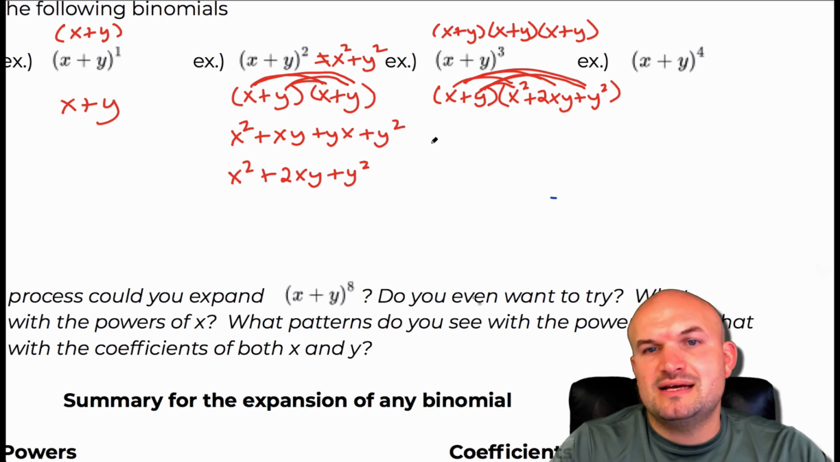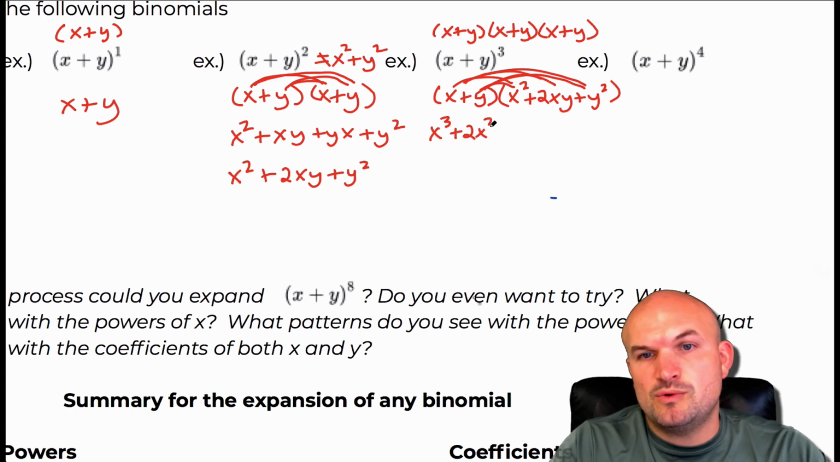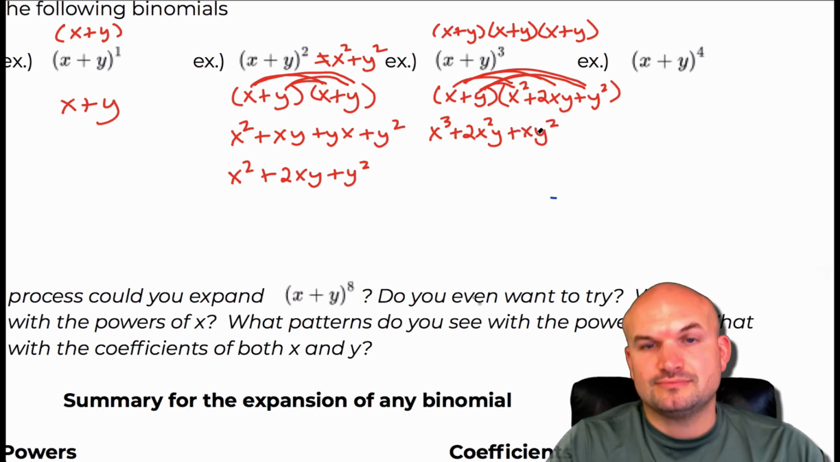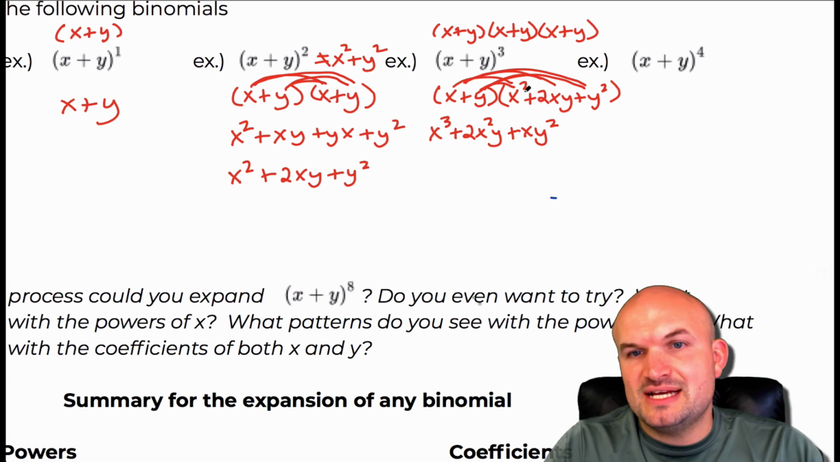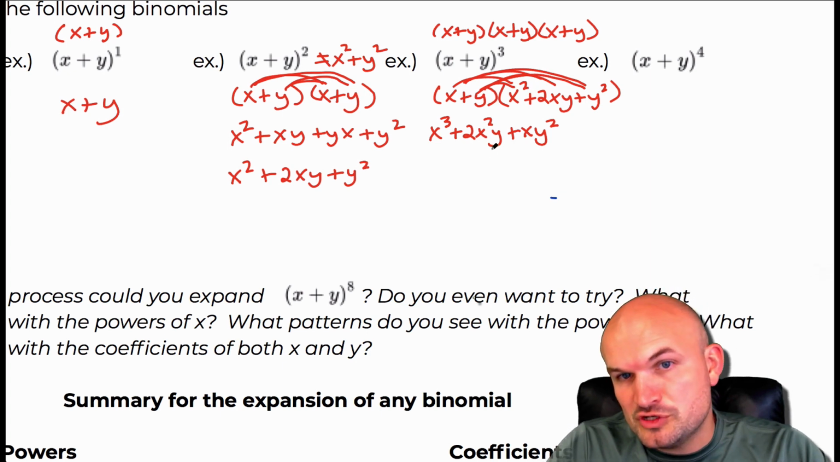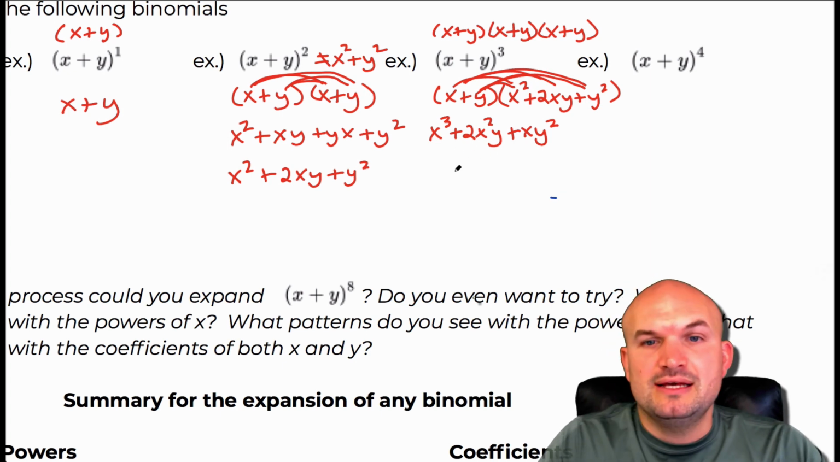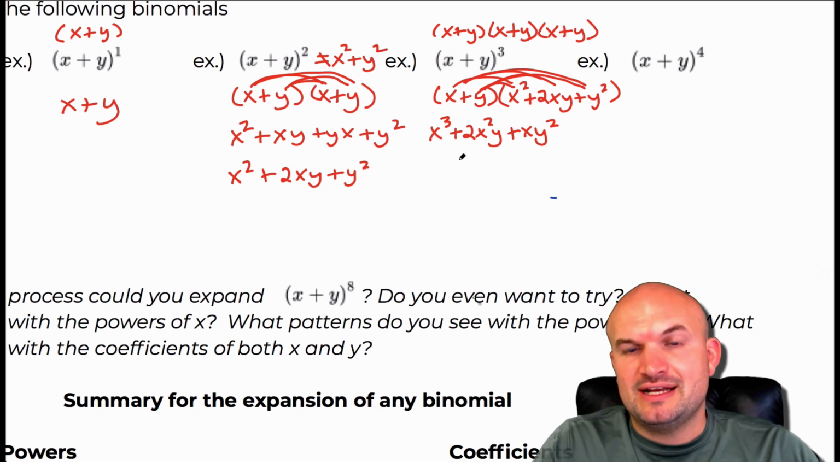Okay, so x times x squared gives me x cubed. X times 2xy gives me 2x squared y. X times y squared gives me xy squared. And then y times x squared. Since that is the same as one of the terms above, I'm going to put it below it. This is kind of called the vertical method of adding.